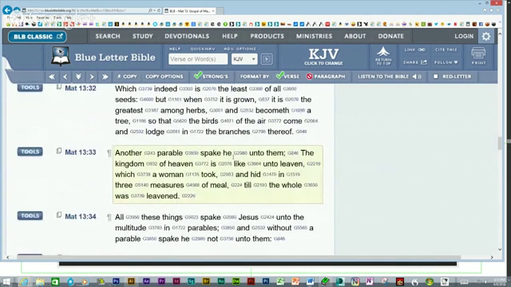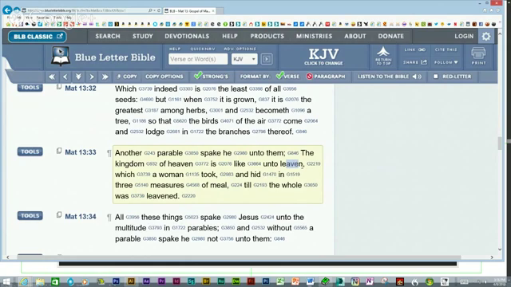Another parable spoke he unto them, The kingdom of heaven is like unto leaven, which a woman took and hid in 3 measures of meal, till the whole was leavened. So basically, the meal is the wheat itself. We're gathering together our truth, and it becomes a loaf. It becomes a bread, becomes an understanding. All right. So he spake of the higher enlightenment is like leaven.